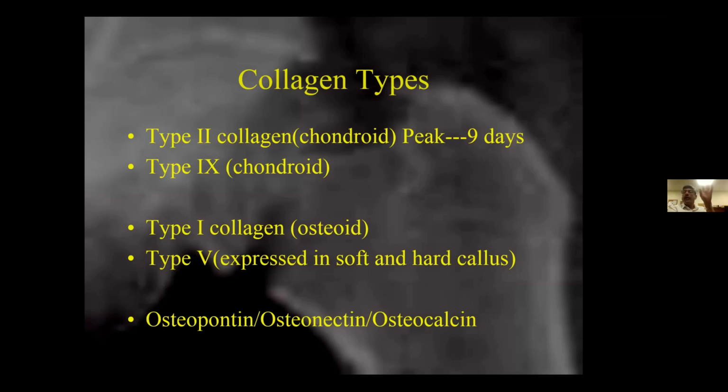Then we have 1 and 5, which are responsible for bone. And we have osteopectin, osteocalcin, etc. Right?